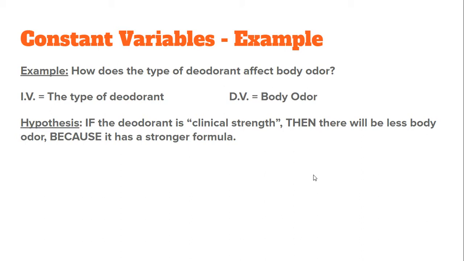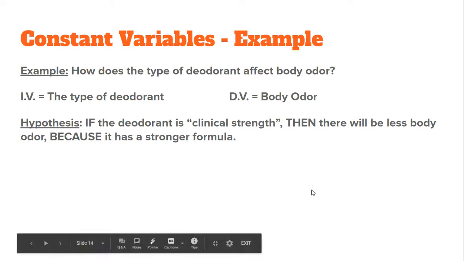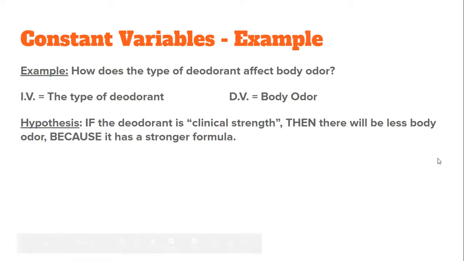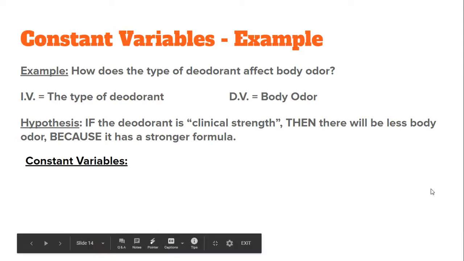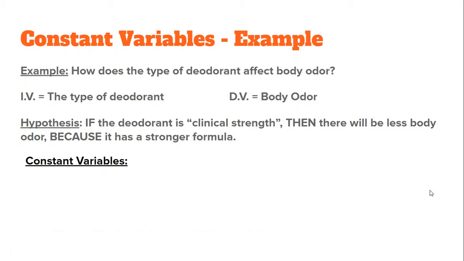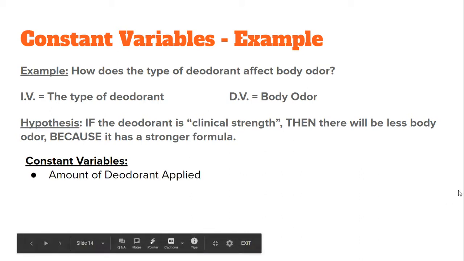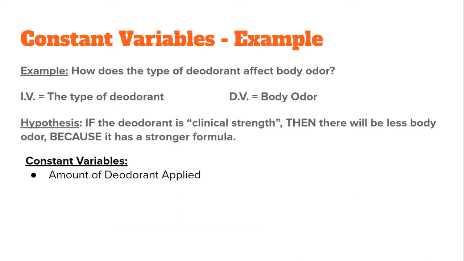Let's take a look at another example. How does the type of deodorant affect body odor? We've got our independent, dependent, and hypothesis from earlier. Now let's think about what types of things would need to be kept constant or the same as we evaluate each type of deodorant and the amount of body odor that the person has after wearing it. Would we need to keep the amount of deodorant that you apply the same? More of one type might lead to less odor.